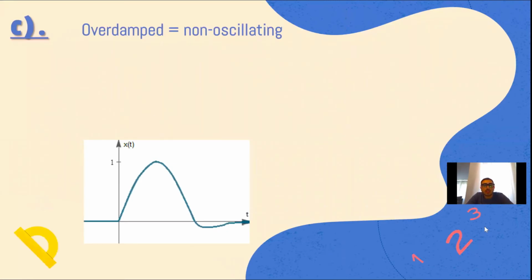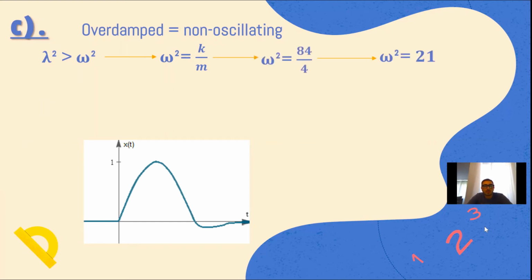And trying to sketch it out, we can see that lambda squared equals omega squared. And omega squared is the spring constant over the mass. Just plug in those numbers, we divide that out, you get omega squared is equal to 21. And since 25 is greater than 21, we can see that it's an overdamped non-oscillating graph.